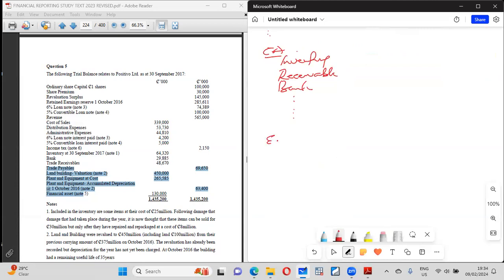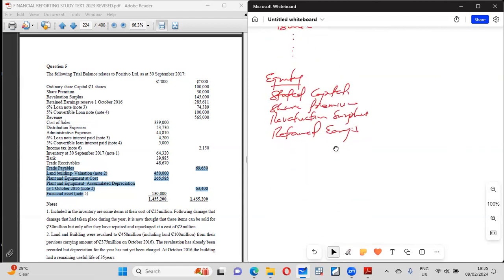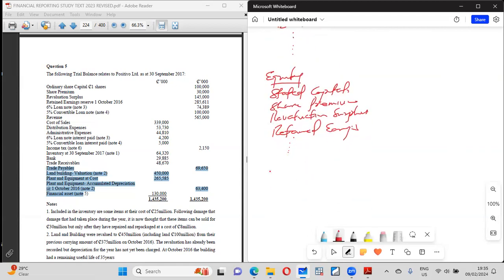Then I come to my equity side. I have stated capital, which is also called ordinary capital. Share premium is there. There is revaluation surplus. Forget the handwriting, okay? Retained earnings. Write as if somebody is chasing you. I don't know what might come after, so I will leave 3 lines. Come to my NCL. What do I have in there? I have 6% loan note. I also have 5% convertible.